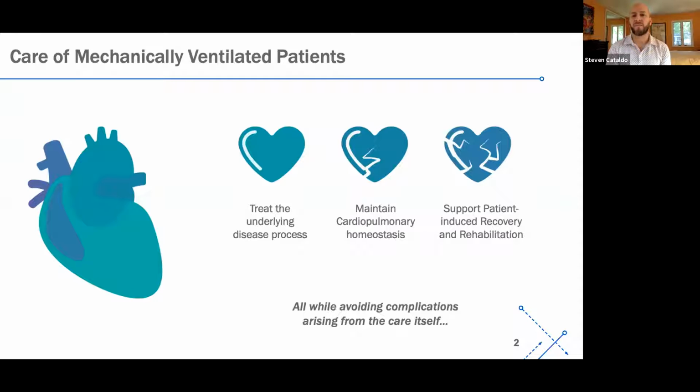We have to support patient-induced recovery and rehab, meaning we can't just do everything for the patient. We have to allow the patient to help regain strength and heal themselves and really just support their own natural healing. Modern medicine is amazing and we've made huge strides over the last 100 years, but we know very little about how the body truly works if you think about it.